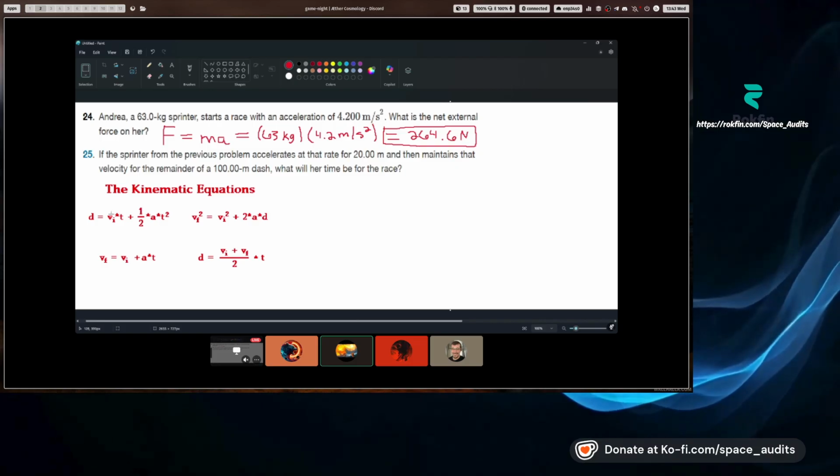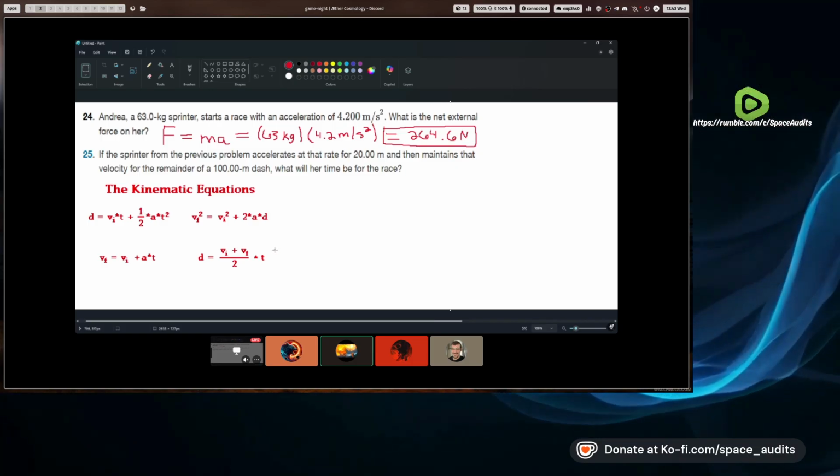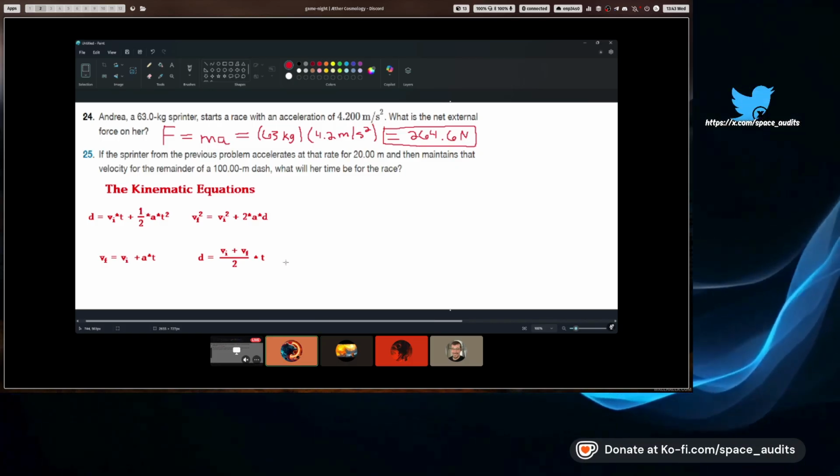So the kinematic equations, or is this big enough for you to read? Can you see that? Yeah, that's fine. Okay.